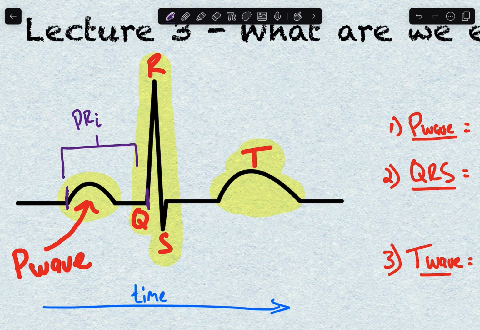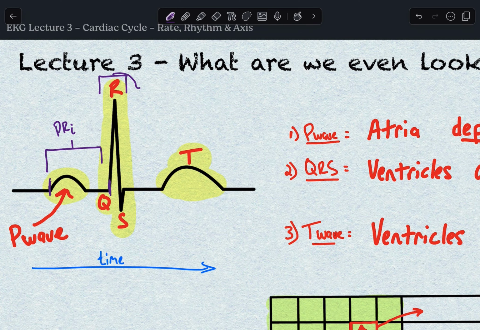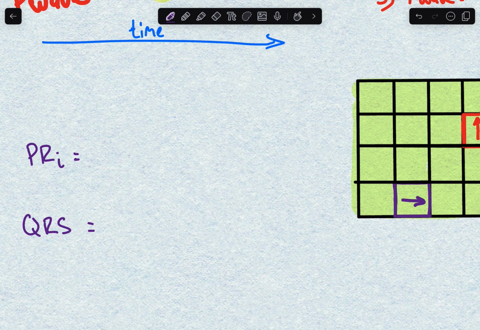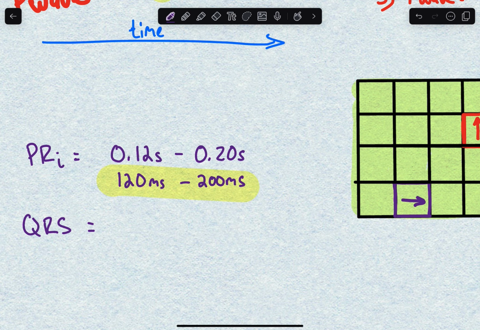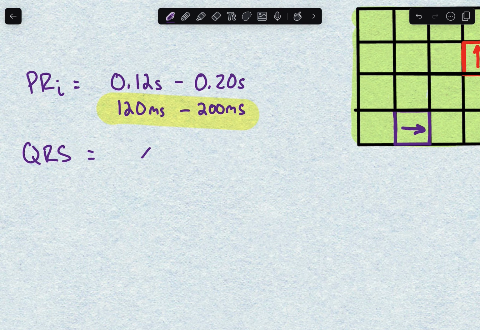The QRS complex represents how quickly the ventricles depolarize, and the QT interval displays how effectively the ventricles can repolarize or relax. Now, the normal PR interval is between 0.12 to 0.2 seconds, or 120 milliseconds to 200 milliseconds. And the QRS complex should be less than 0.12 seconds, or less than 120 milliseconds. The purpose of the PR interval is to allow the ventricles to fill with blood adequately.